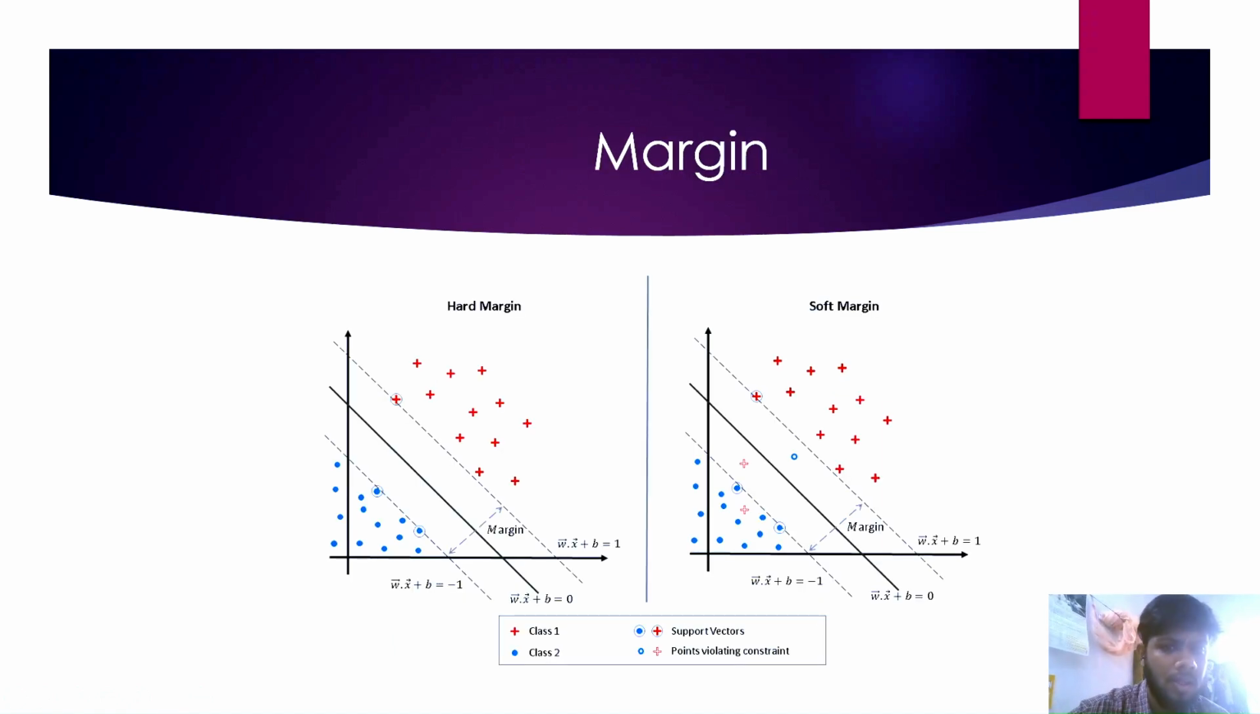Margin. Margin in SVM is the gap between two classes around the hyperplane. The hard margin means strict separation. Here no errors are allowed, which is good for clean data, and the soft margin allows some errors to handle noisy data.